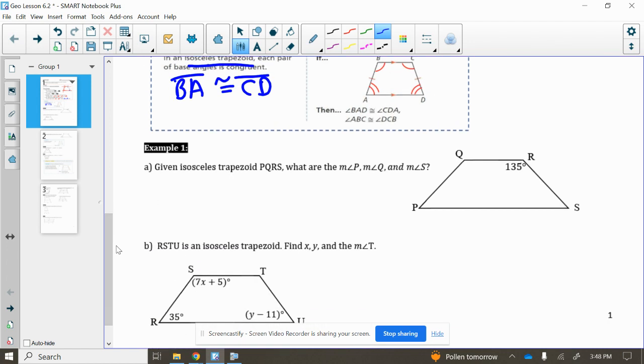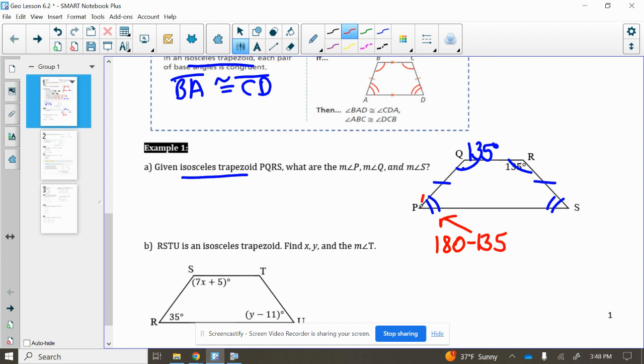So in example 1, if we want to figure out the remaining angles in this isosceles trapezoid, right? We know that those two legs are congruent. We know these upper base angles would be congruent to each other, and the lower base angles are congruent to each other. So if angle R is 135 degrees, so is angle Q. And then each of the consecutive lower base angles are supplementary to the upper base angle. So if we do 180 minus 135, we get the remaining angle for P here, which is 45. And again, that needs to be the same measure for angle S.